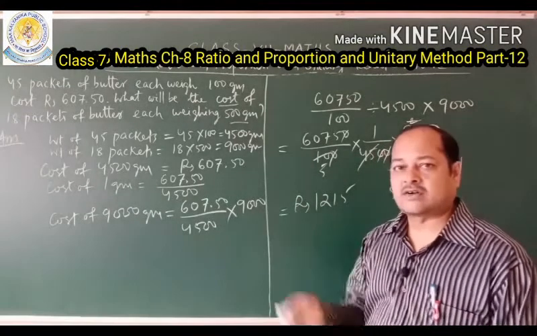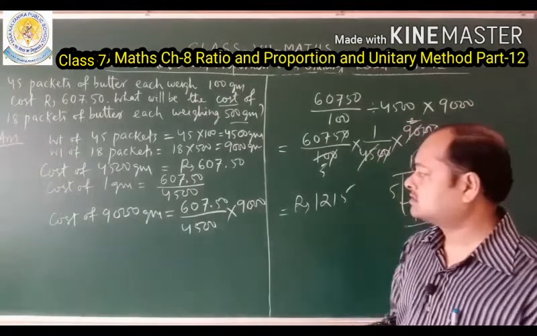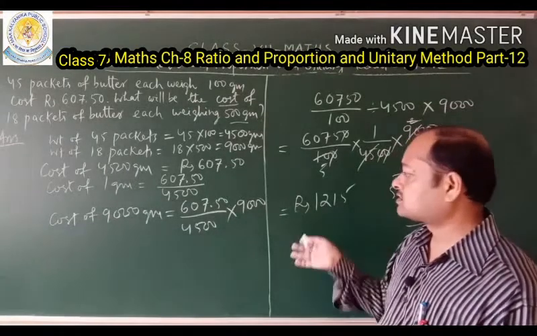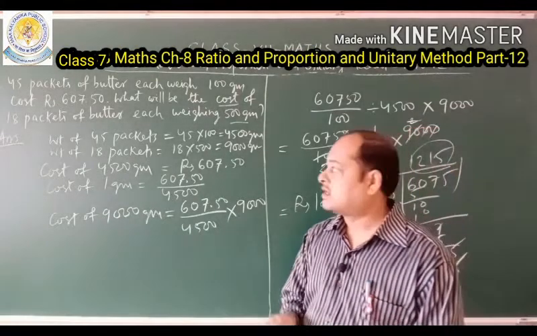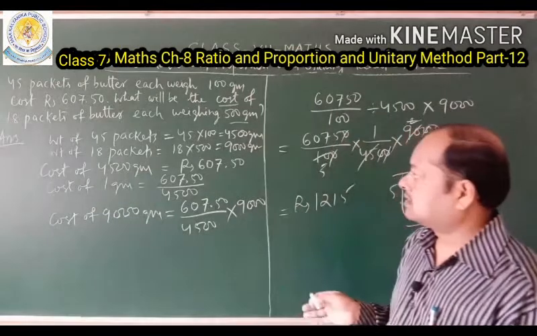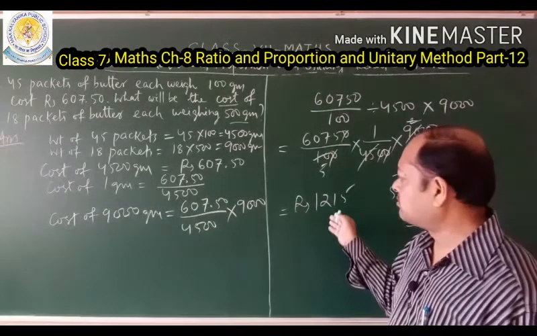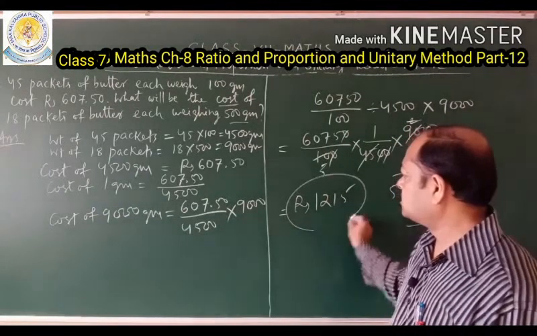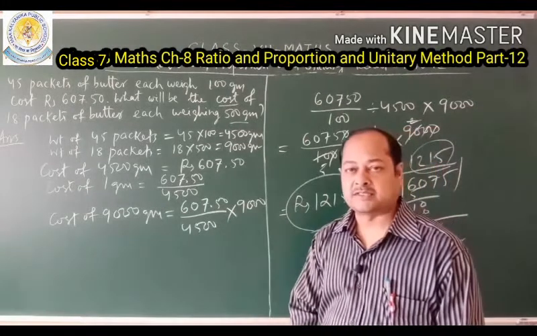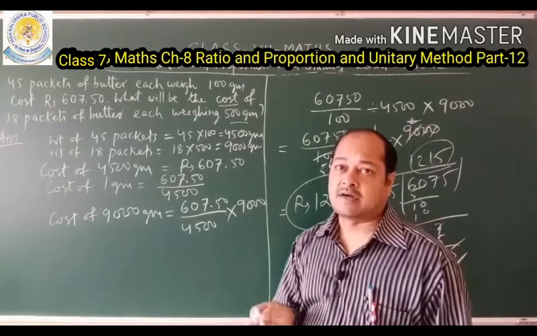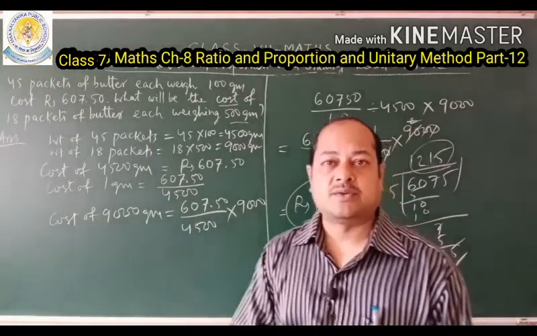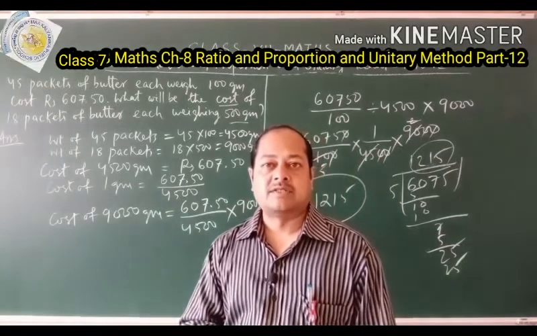It is asking the cost. The required quantity is the cost. So we got the cost of 9,000 gram of butter, packets of butter, equal to how much? That is 1215 rupees. And the rest of the question I have not solved, try to solve it at home. Okay, if any doubt is there, you can ask me.